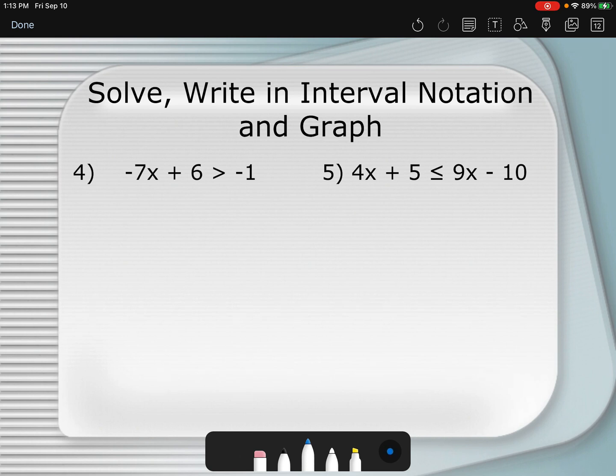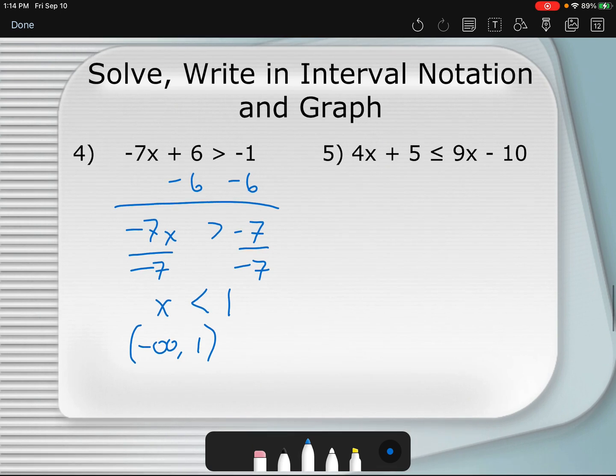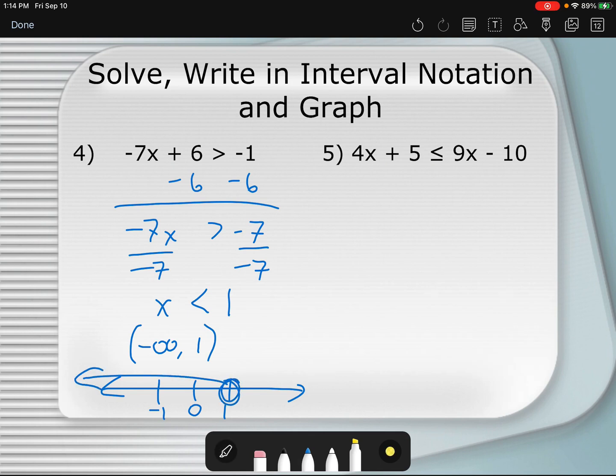4 and 5 we're just going to simply solve here, just like we did before. So we would subtract 6, and then divide by negative 7. So x is less than 1. We would have to switch the inequality. Now, what would that be in interval notation? Negative infinity to 1, because everything is less than 1. How do we graph it? Well, here's negative 1, 0, and 1. We need everything left of 1, but not including 1. So there would be our graph right there, going to the left.